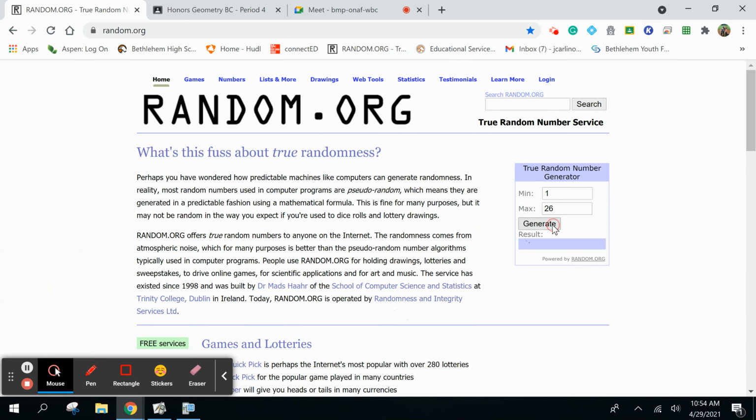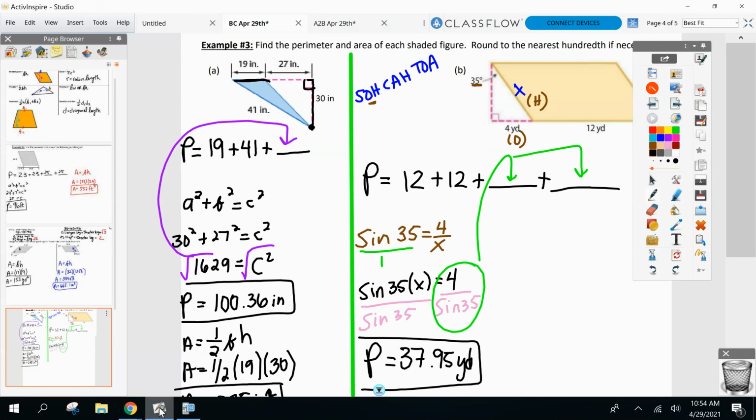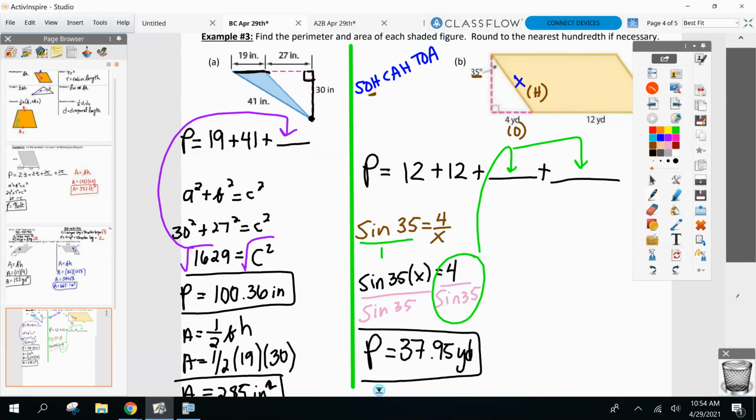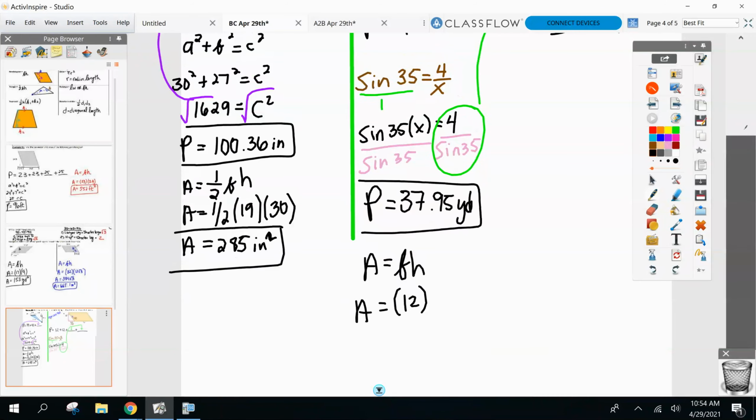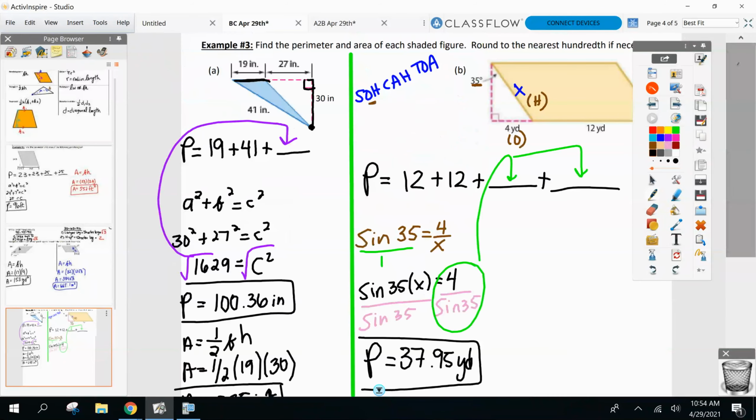Which one's your base here? Sophia, which one's the base? 12. Good. So I'm going to say 12 times, what's the problem, guys? I don't know the height, right? That's missing again. Here's your height, everyone. I don't know it. All right, a couple ways we could find it, though.